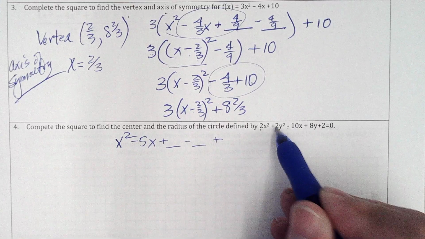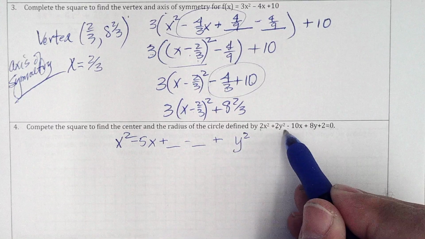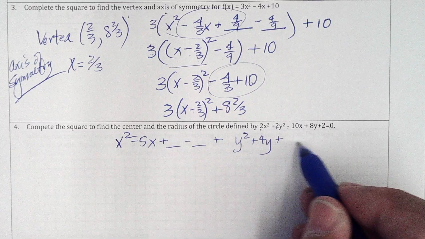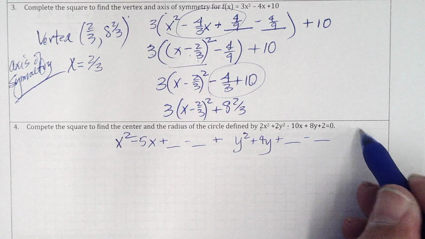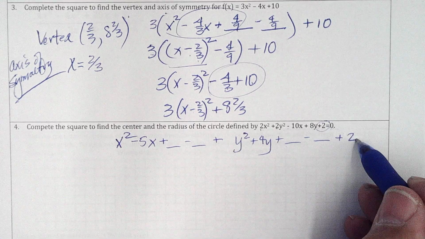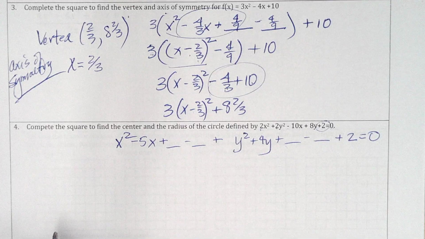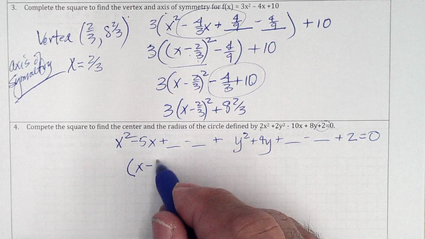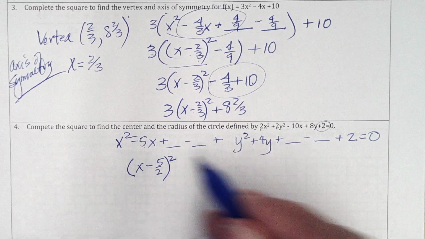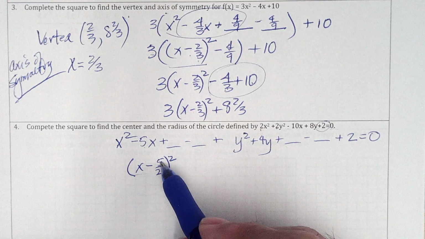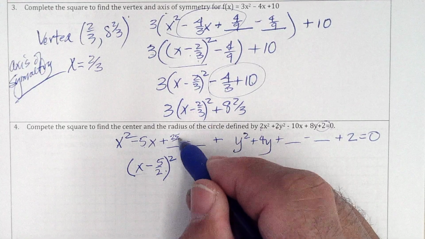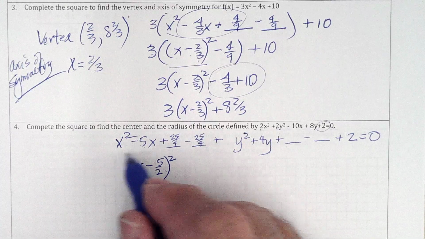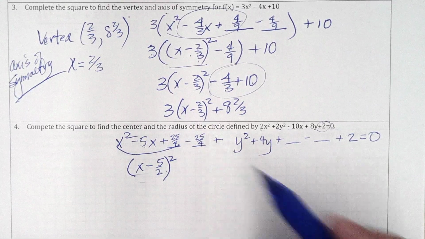So if I'm dividing that by 2, that's y squared. Divide the 8 by 2, that's plus 4y. And I'm going to do plus something minus something. And then there was this 2 already here that I'm going to leave off to the side. So it's going to be x minus half of 5, which is 5 halves. That squared would create a 25/4 right here. So we got to get rid of that.